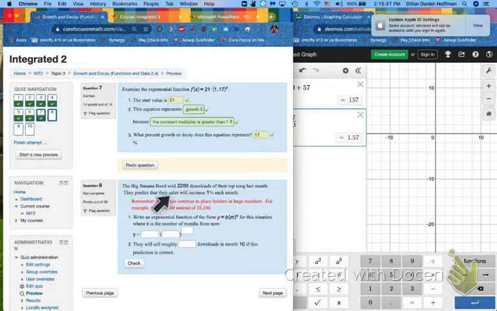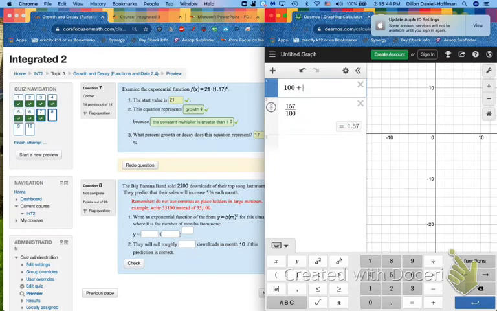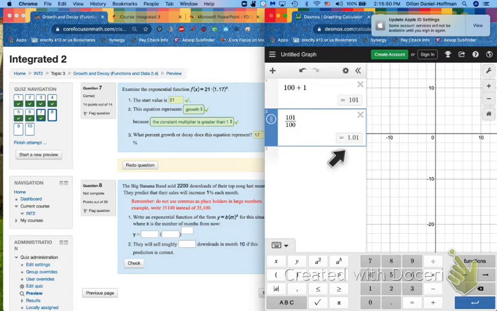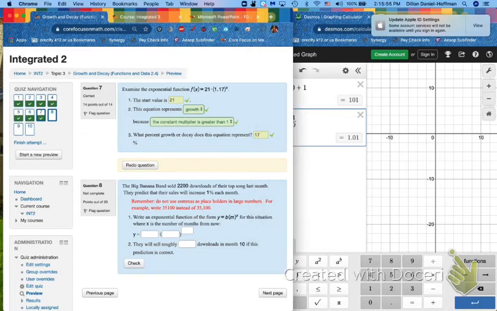Anyway, they predict their sales will increase 1%. So right off the bat, I'm in my calculator. I start with 100. It's going to increase 1, so 101. My multiplier is going to end up being 1.01. Remember, the whole point of this is to prepare for a multiplier. I'm going to type that in right away so I don't get confused.